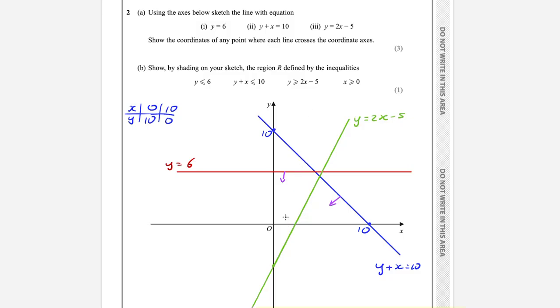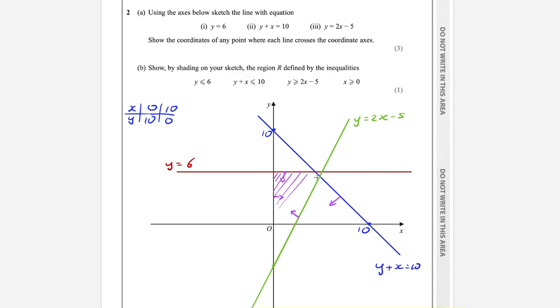So again, I will sub in 0, 0. Is 0 greater or equal to negative 5? Yep, so it's this side of this line. It's the side of this point. And then finally it says x is greater than 0, so it has to be over here. So it's basically this here.